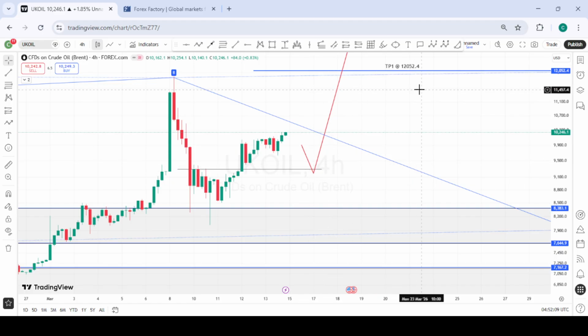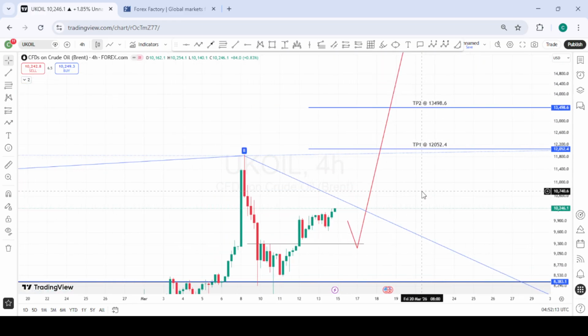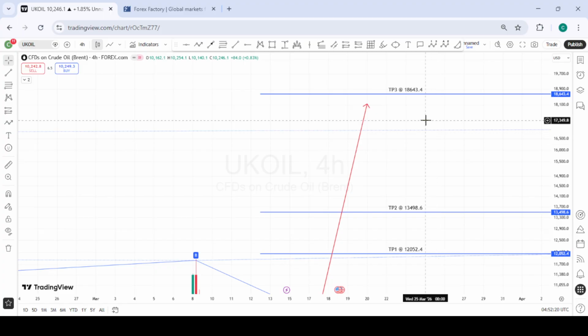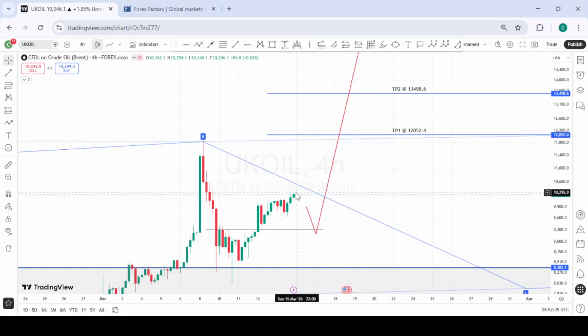If we are fortunate to get a retest of the structure point, then we'll be looking forward to buying opportunities to the upside, where we're going to have $120 per barrel and $134 per barrel as our TP1 and TP2, and our TP3 is going to be $186 per barrel. And if price hits $186 per barrel, we are also more likely to hit $200 per barrel for Brent crude oil in the coming weeks or days ahead of us. So let's be on the lookout and look for buying opportunities as price develops to the upside.